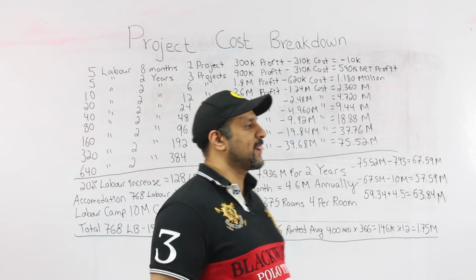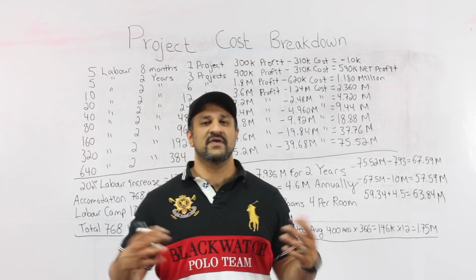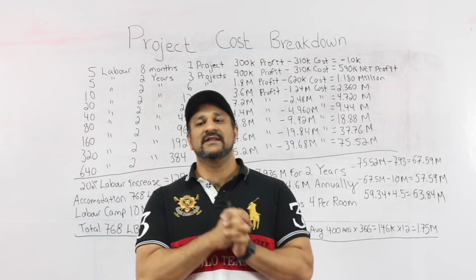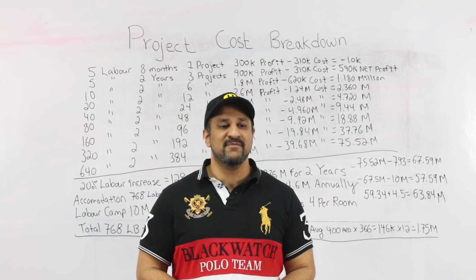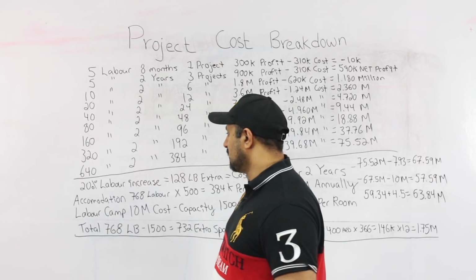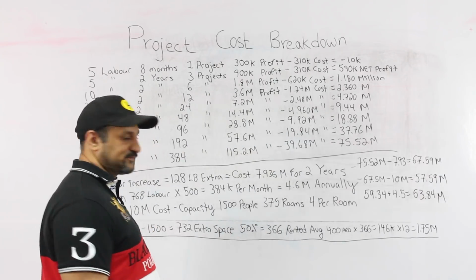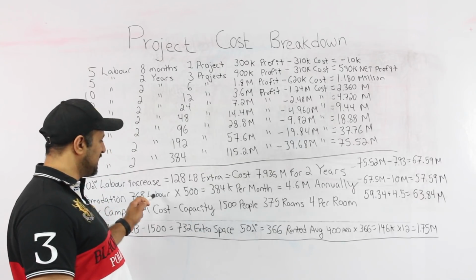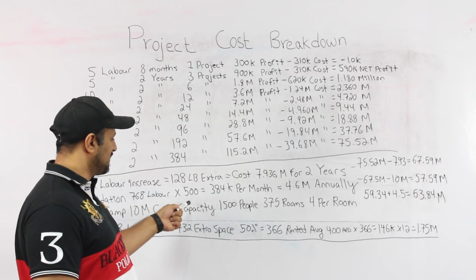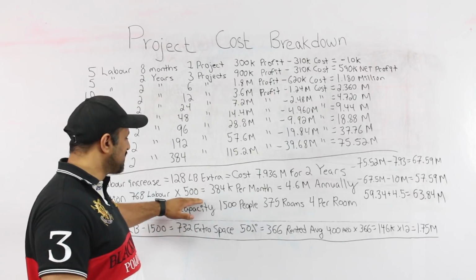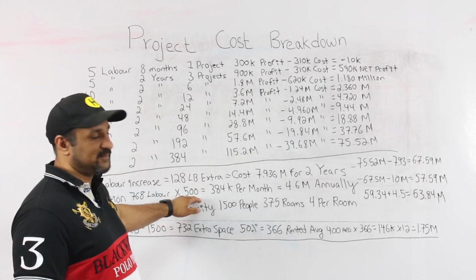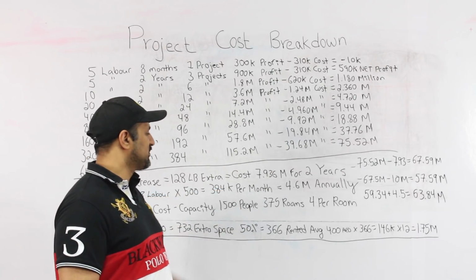And here in Dubai, there's a mandate that they can't just stay anywhere they want. They have to stay in designated labor camps. This is a government mandate. And so our accommodation here for 768 laborers times, on average, 500 dirhams per laborer equals $384,000 per month.